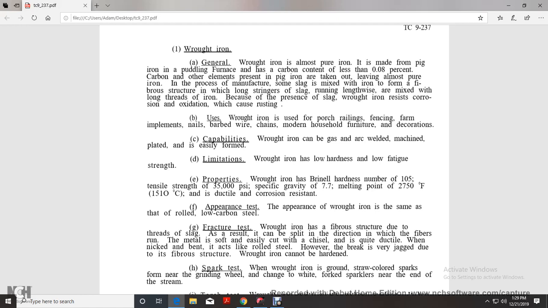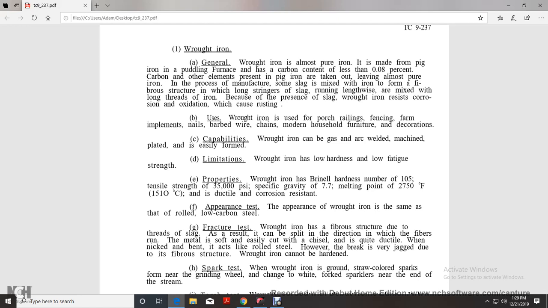Uses: wrought iron is used for porch railings, fencing, farming implements, nails, barbed wire, chains, and modern household fixtures and decorations. Capabilities: wrought iron can be gas welded, arc welded, machine plated, and easily formed. Limitations: wrought iron has low hardness and low fatigue strength.